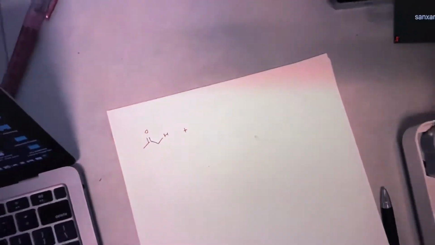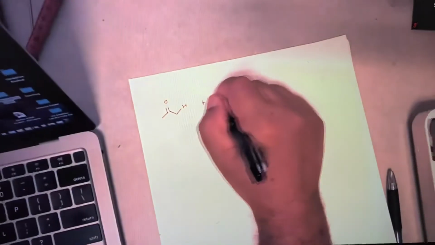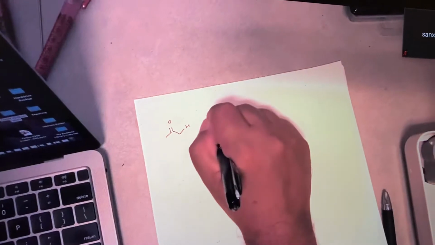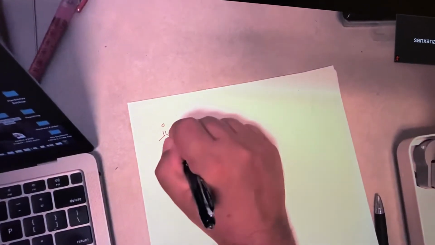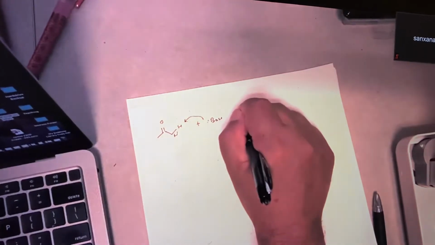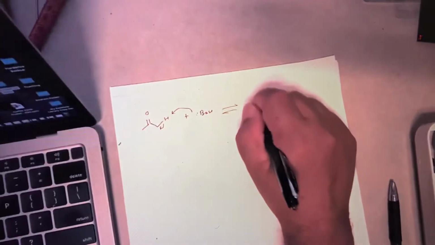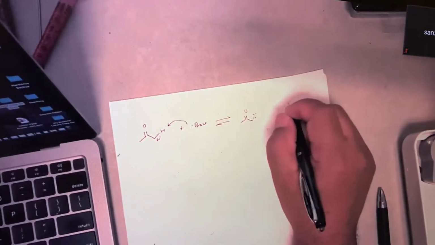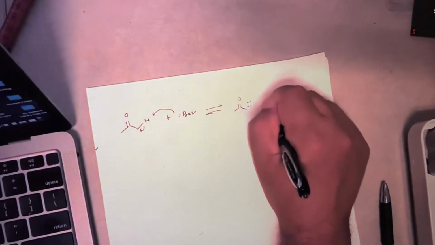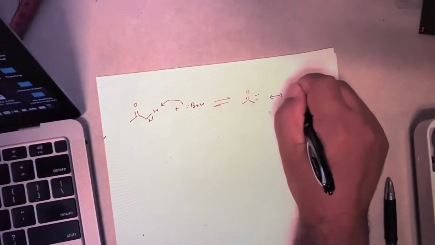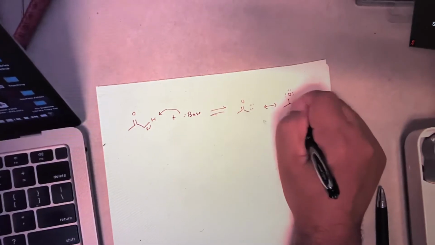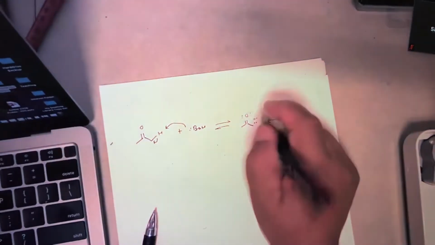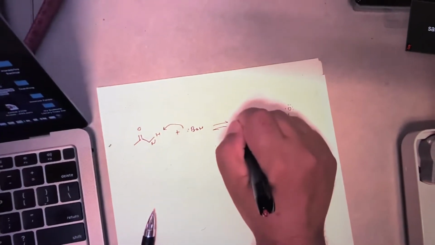So if I take a ketone, for example, here, and I treat this with a base, I make an enolate. This is what we've been talking about. And of course, I can show the resonance stabilization of it, where all I did was take this electron pair and push it in here.